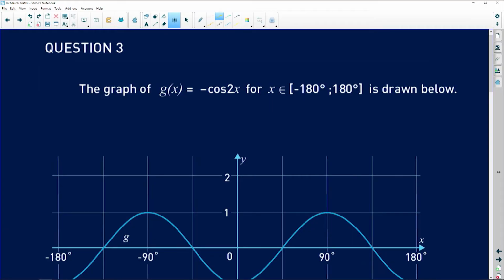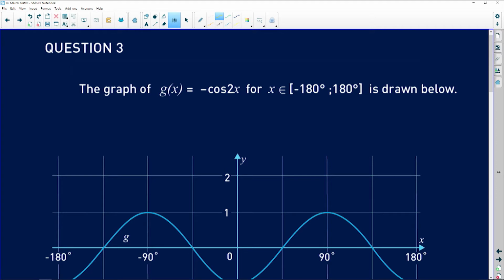So now we are moving on to the next question. Let's go and check what this is all about. Right, so this is a graph question. It's a beautiful graph question. It says to us here, the graph of g of x is negative cos of 2x for x's between negative 180 degrees and 180 is drawn below. So they have a beautiful graph that is sketched for us.